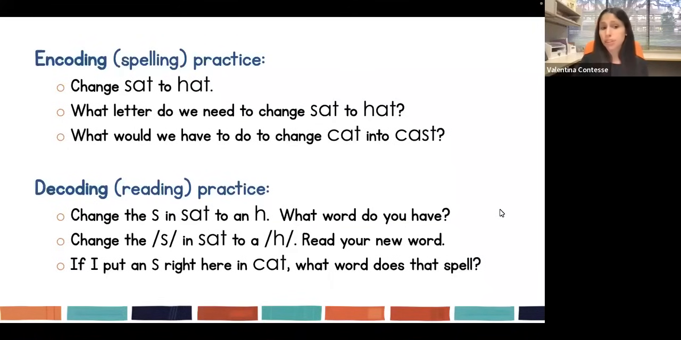Another example is, what would we have to do to change cat into cast? The student would have to think about that additional sound in order to spell this new word.